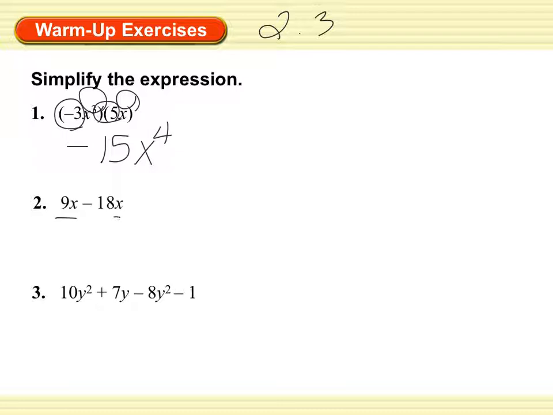Here, I'm subtracting like terms. They're both x to the first, so I can just subtract the coefficient and keep the variable and exponent.